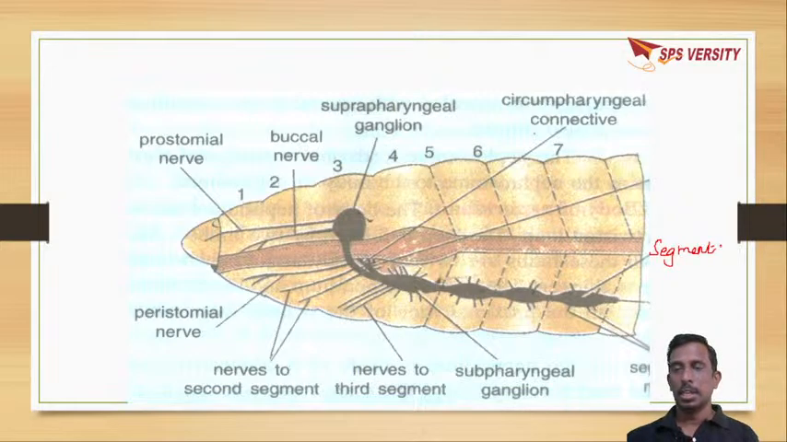So this is the nervous system of earthworm, which has a suprapharyngeal ganglion in the third segment. In the fourth segment, there is a subpharyngeal ganglion, and in each segment, from the fifth to the last, there is a segmental ganglion. And from these ganglia, nerves arise which go to the respective segments.